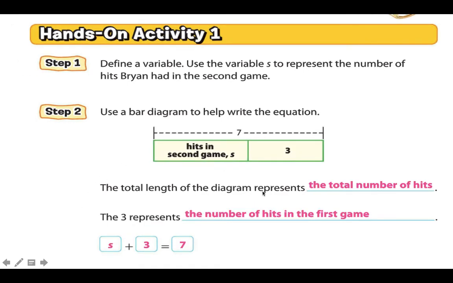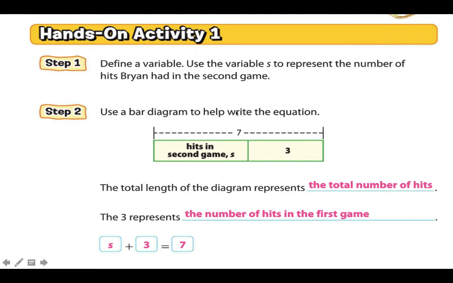The total length of the bar diagram represents the total number of hits. So from this side to this side of the bar diagram is 7. That's how many hits he got in all. So the whole bar diagram is represented as 7 hits in all. The 3 represents the number of hits in the first game. That was also something that we knew. We knew that he got 3 hits in the first game. What we don't know, represented by our variable, is how many he got in the second game.